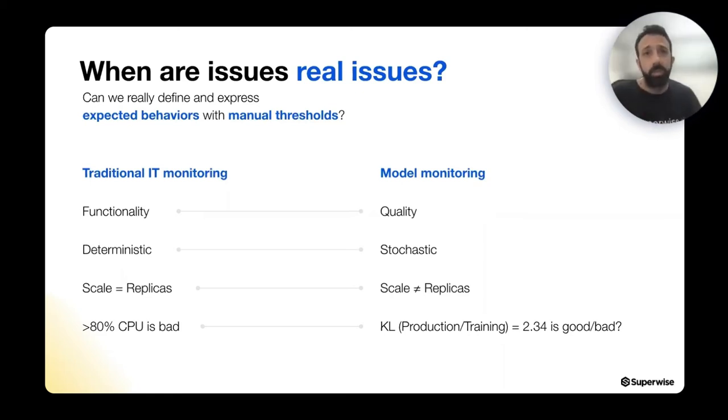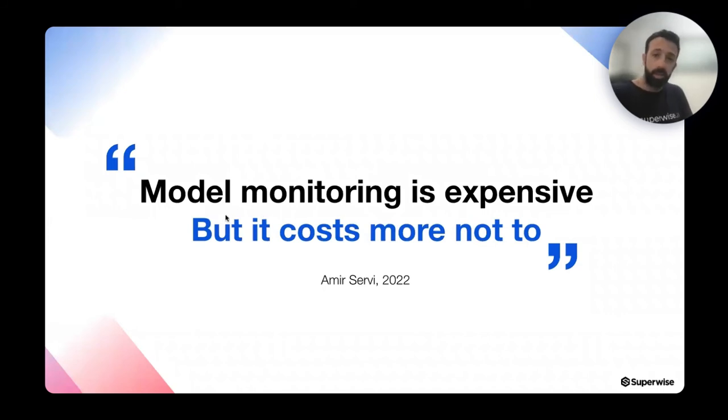Eventually, AI is experimental by nature. That's about it. So yes, machine learning is great, but as one man once said, model monitoring is expensive, but it costs more not to. And when I say expensive, I'm not talking about money. I'm talking about the team and organizational efforts required to fix something that is not monitored, which are high. And if you're not monitoring, it will cost you not only the effort, it will also cost you money.